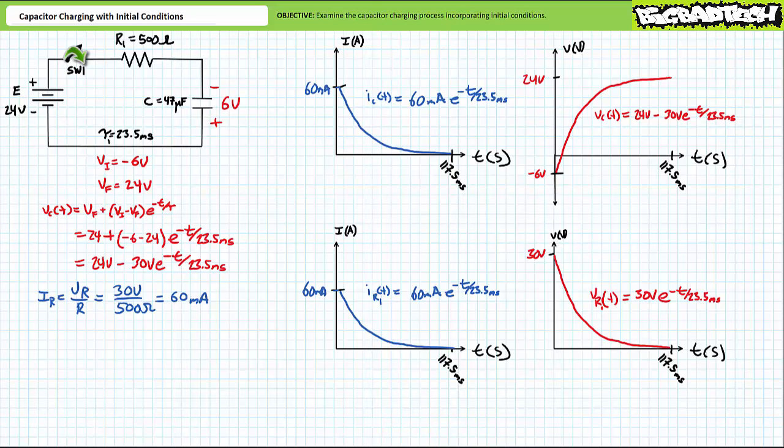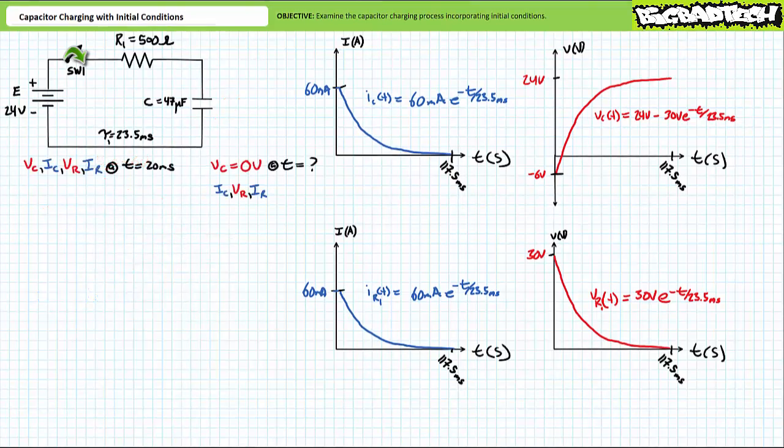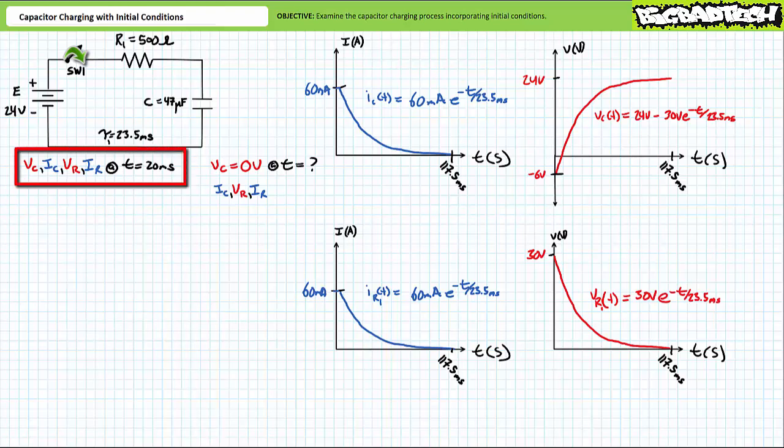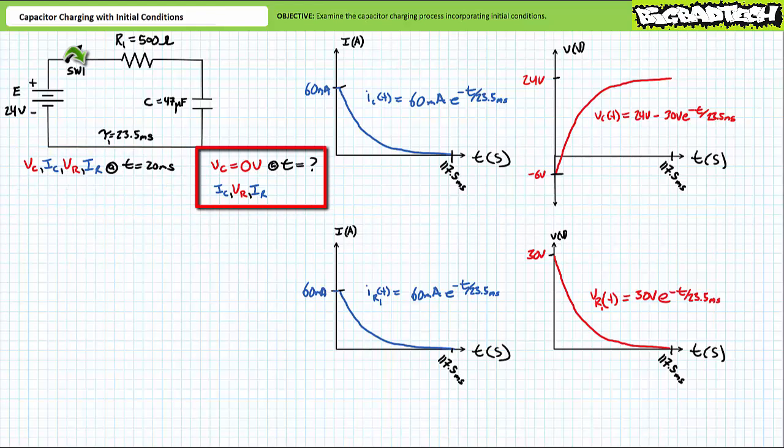Let's perform some instantaneous analysis on this circuit, incorporating an initial condition. Let's say we wish to know the instantaneous voltage across the capacitor, the instantaneous current through the capacitor, the instantaneous voltage across resistor 1, and the instantaneous current through resistor 1, all at time t equals 20 milliseconds, just shy of 1 time constant. Additionally, let's say we wish to know at what time value voltage across the capacitor crosses 0 and goes positive. Given this condition, what are the remaining properties? The instantaneous current through the capacitor, the instantaneous voltage across resistor 1, and the instantaneous current through resistor 1.